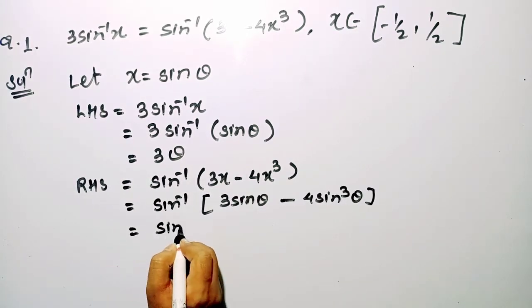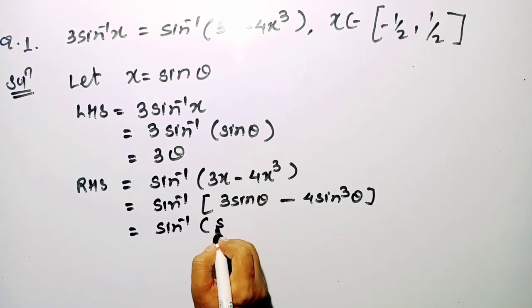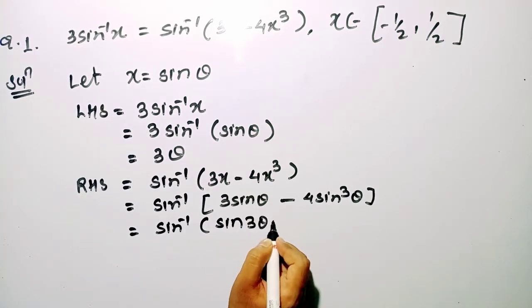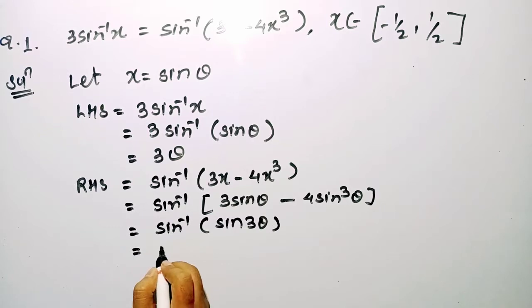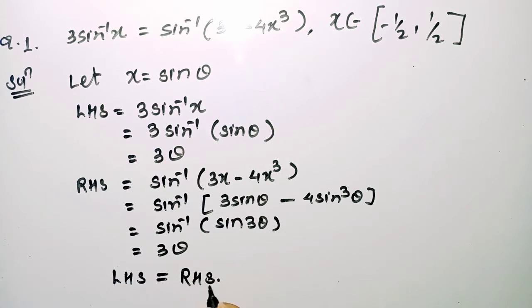So we can write what? Sine inverse sine 3 theta, right students? We know that sine inverse sine theta is equal to what? Theta. So we can write 3 theta. So here you can see that LHS is equal to what? RHS. Hence we complete the proof.